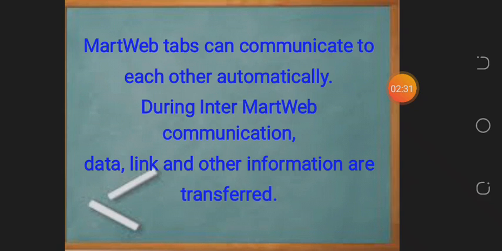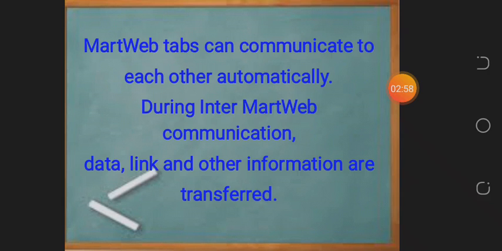MartWeb 1 can communicate with MartWeb 2, MartWeb 2 can communicate with MartWeb 3, MartWeb 3 with MartWeb 4, MartWeb 4 with MartWeb 5, till MartWeb 10. And MartWeb 10 can then communicate with what? MartWeb 1. It's just in a cycle format. That's the default configuration for how they will communicate.